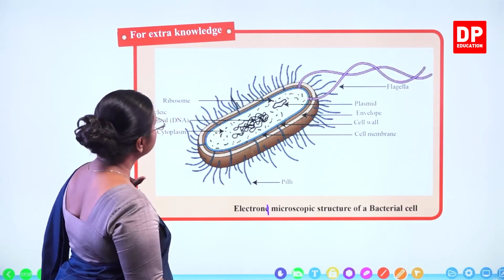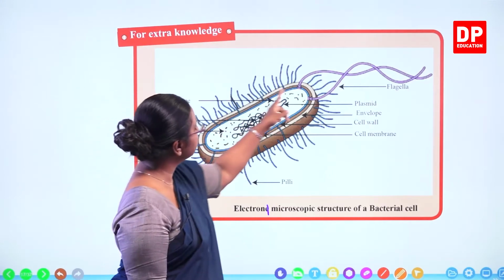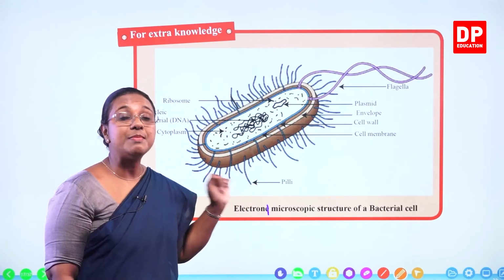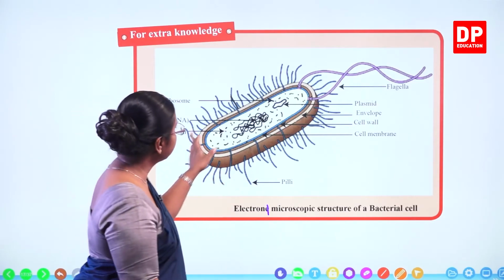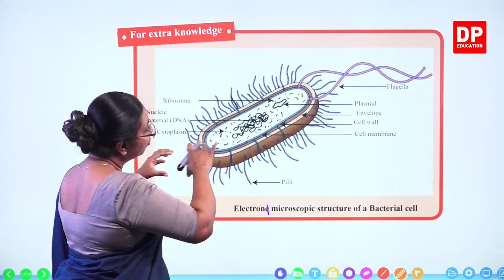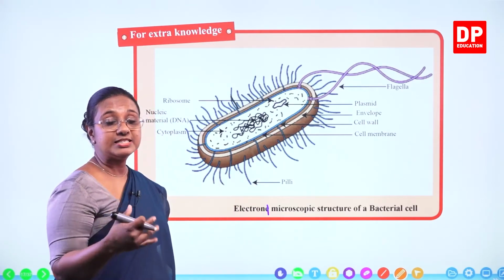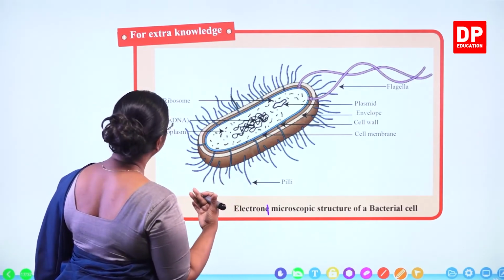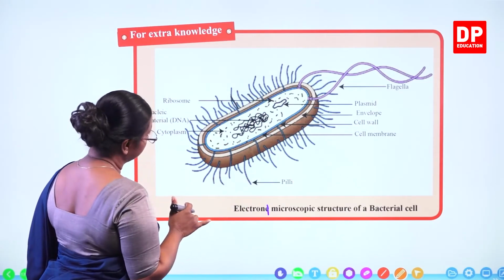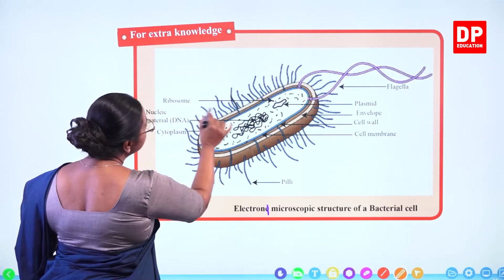So if you look at this bacterial cell, again here you can see the shape. I explained this shape is called a bacillus shape. So the cell is in this shape, like a rod-like or oval shape kind of. So that is a bacillus shaped cell. So in that, if you look at the parts of the cell, here you can see ribosome.